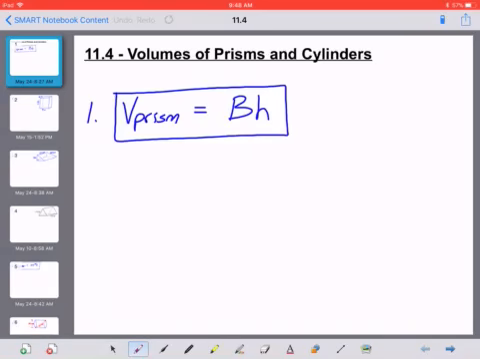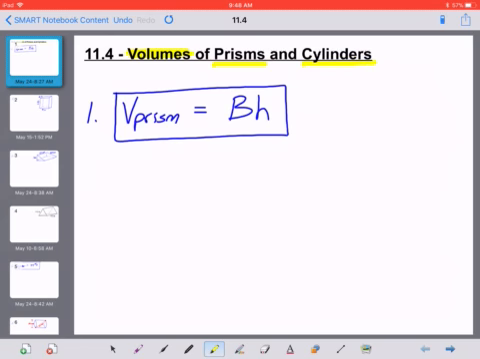Okay, Geometry AB, we're going to move on into Chapter 11, Section 4, and we start shifting gears a little bit now and get into the concept of volume as opposed to surface area. The good news for you guys, I think, is that the concept of volume is actually much easier for most people to deal with than the concept of surface area. So we're going to start off today talking about the volumes of two shapes, prisms and cylinders.